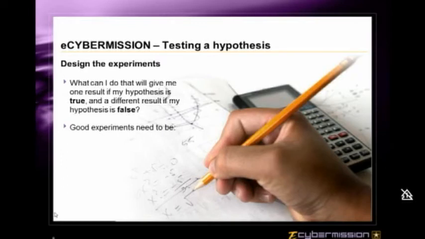The first is that they need to be controlled. Good experiments are conducted in a controlled environment, meaning a place where outside factors can't interfere. This is why so many experiments are done in labs.